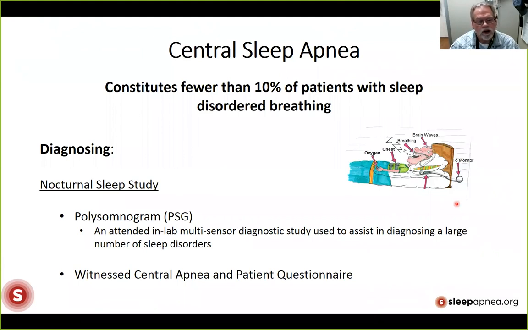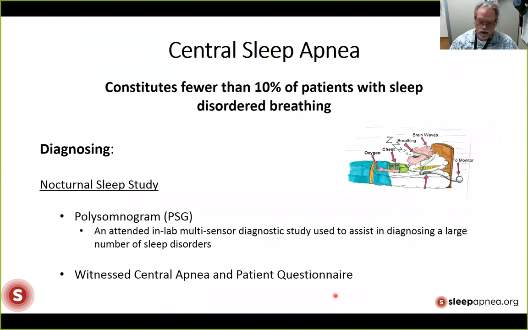Notice how it's diagnosed. We do a polysomnogram for this, and that's that multi-sensor in-lab study. And we also use the witness questionnaire, and that's what Teresa was talking about earlier, that the spouse may see that the person doesn't breathe. Well, if they have obstructive apnea, they probably hear or see them not breathing, but they see them trying to breathe. In this case, the person isn't even trying to breathe.